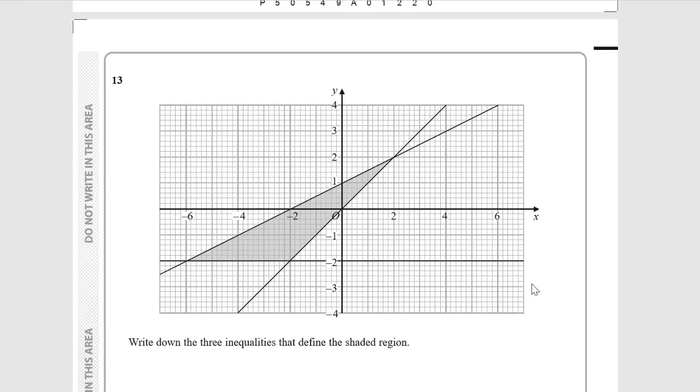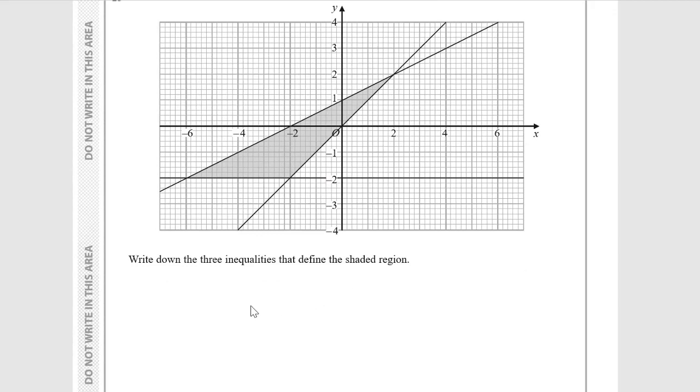So question 13 says, write down the 3 inequalities that define the shaded region. So let's say first and foremost y. So if we look at this here, let's look at the y. So y is going to be greater than or equal to -2. We can see the shaded region doesn't go beyond that. So y is equal to or greater than -2.